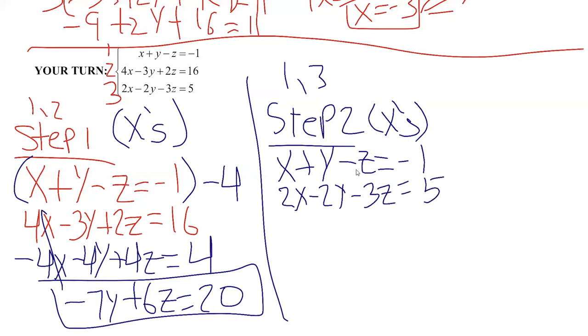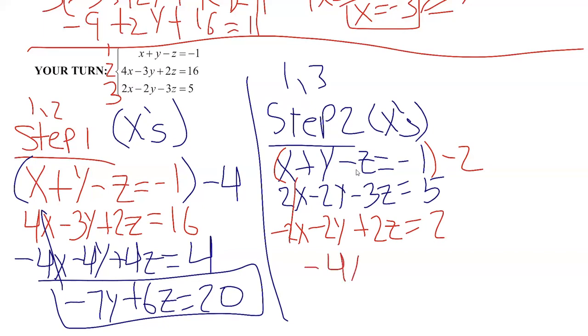So we have to get rid of our x's. So I could multiply this top equation by -2. That would give me -2x minus 2y plus 2z equals +2. If we do our elimination, our x's cancel. We get -4y plus 1z equals 7.